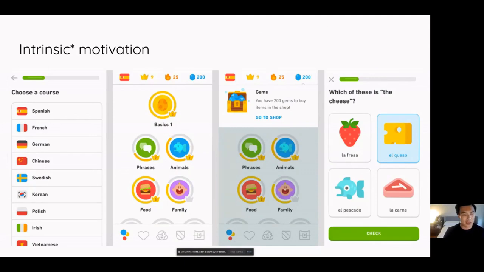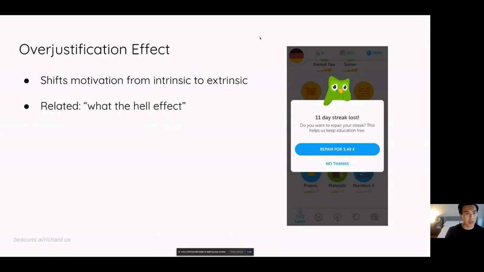However, there is the effect called the over-justification effect, where essentially if you are intrinsically motivated and somehow the system starts giving you extrinsic motivation or extrinsic reward, then as soon as those rewards are lost, your intrinsic motivation disappears entirely. So in this case, they've added the concept of streaks and gems, which are very closely tied to extrinsic motivation when you probably didn't need to do it. So this example here is the over-justification effect. Essentially, it shifts motivation from intrinsic to extrinsic.